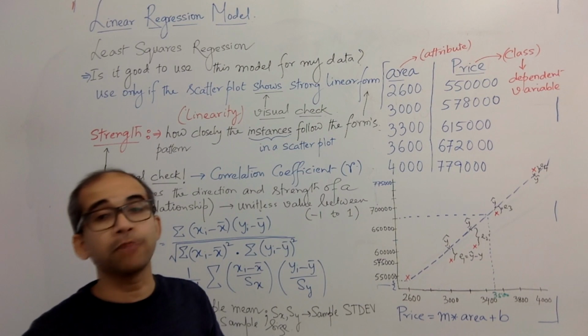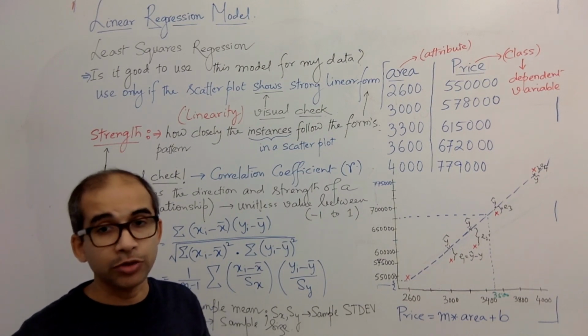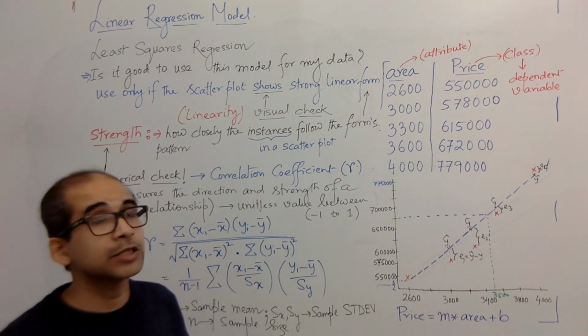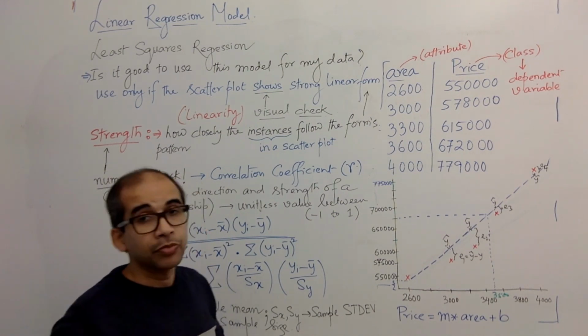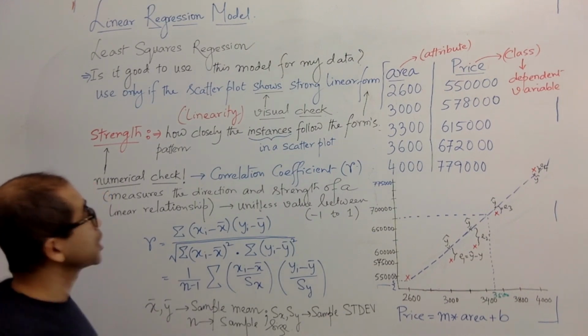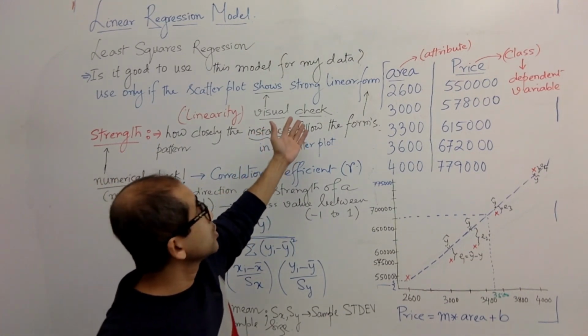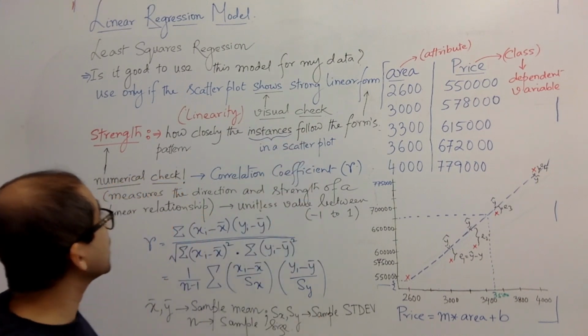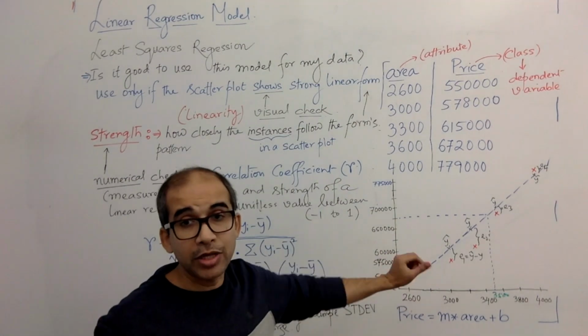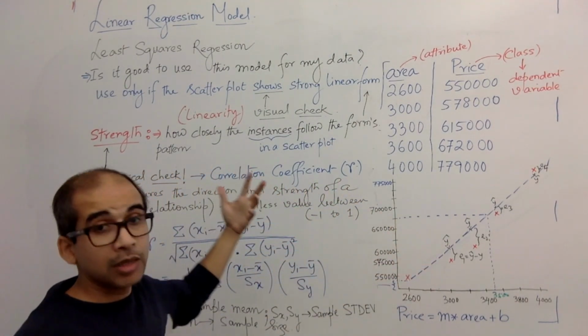But the miles per gallon reduces with the increase in horsepower. That's a negative linear relation, or negative linear dependence, or negative linear form, but still a linear form. So when you do the scatter plot like this, you can check the linearity.